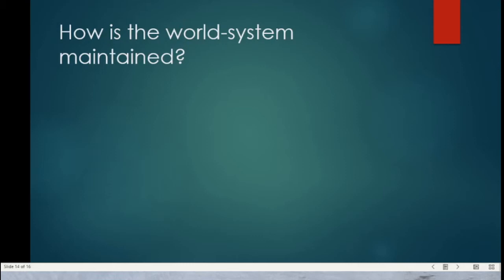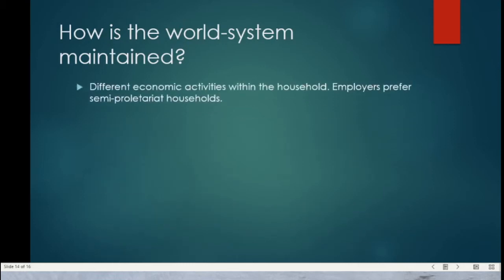Wallerstein also tried to explain how the world system is maintained, and he does this by looking from the household perspective. He explained that there are usually different economic activities within the household. So it is possible to pay very low wages to households in the periphery production process, because these employees can gather other kinds of resources from subsistence economy, or from rent or from transfers. He listed different kinds of economic activities in the book. And he said that employers prefer semi-proletariat households, meaning households that do not entirely rely on wage labor, so that they don't have to give the minimal wage to sustain the employee's household. The world system is made possible because of this.